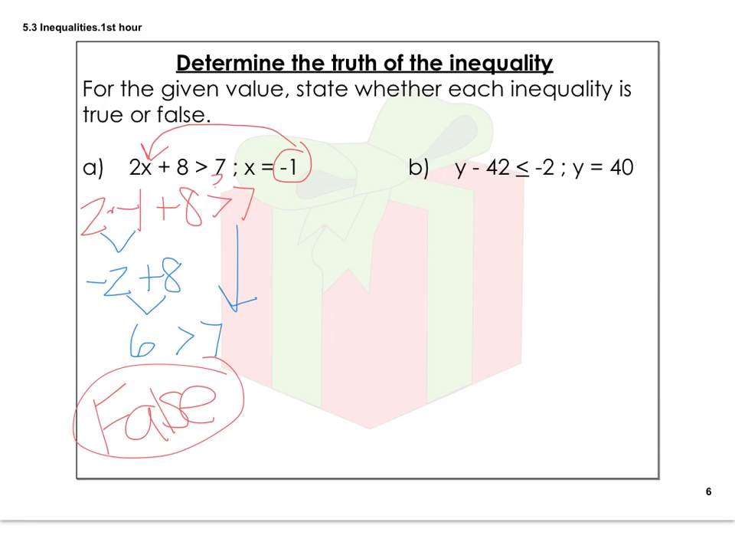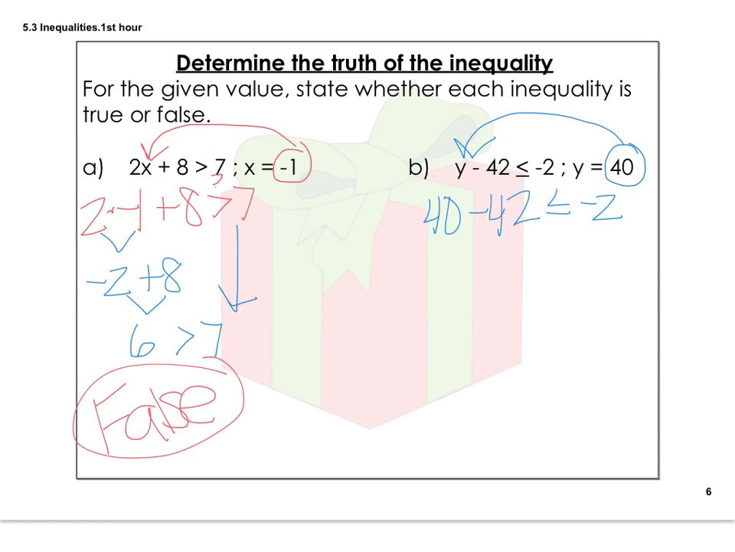Now let's take a look at example B. This time our inequality is y minus 42 is less than or equal to negative 2, and we're going to put this 40 in place of the y. So we have 40 minus 42 is less than or equal to negative 2.